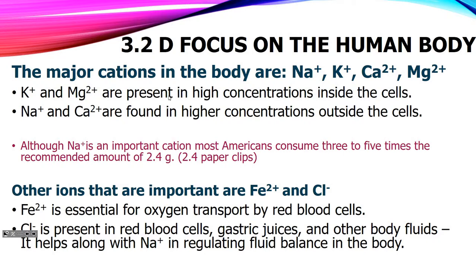Other ions that are important are your Fe plus 2, which is used, like I said earlier, to transport oxygen through red blood cells to the rest of your body, and chlorine. Chlorine is actually really important in your gastric juices. This is where we have the hydrochloric acid in our stomach. It also helps with regulating how much water our bodies retain.